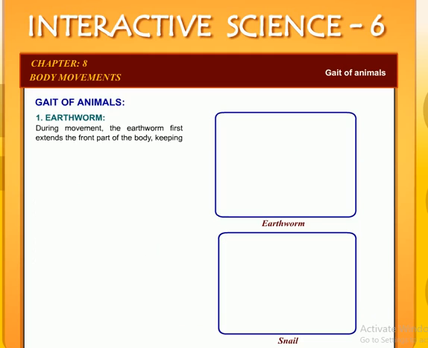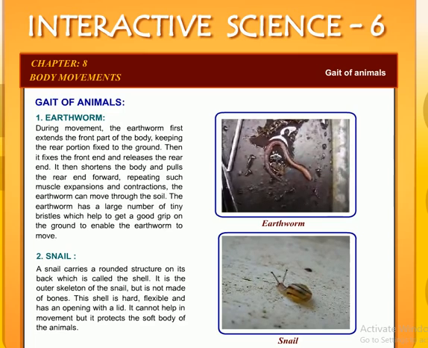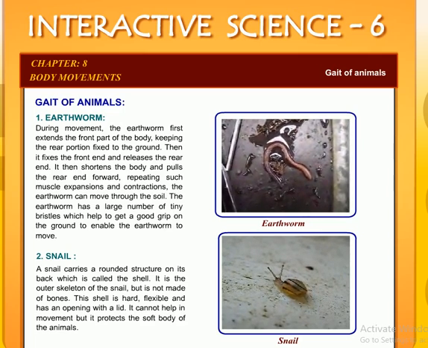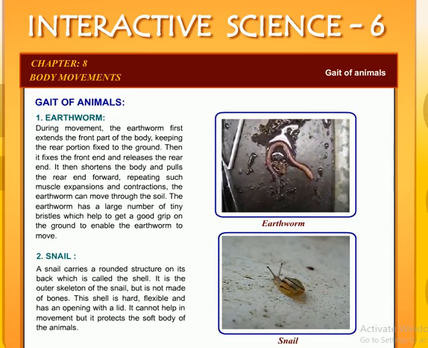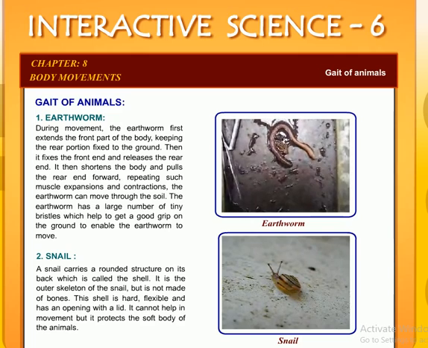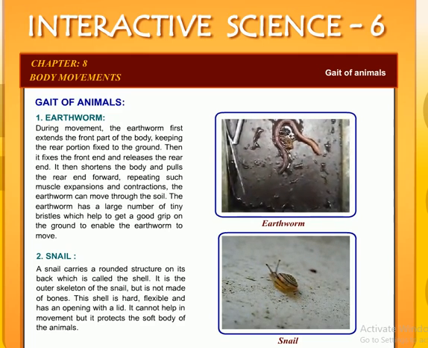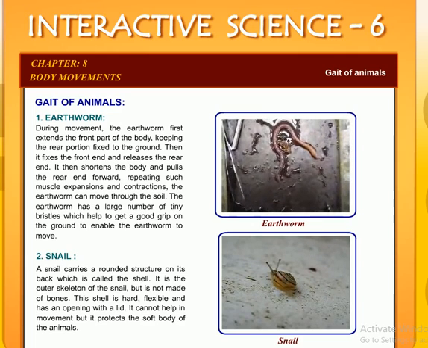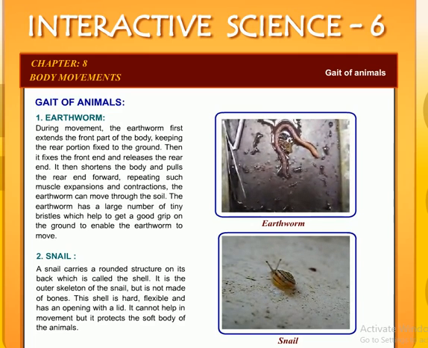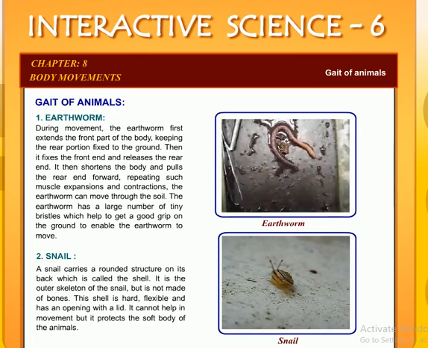Locomotion of animals. 1. Earthworm. During movement, the earthworm first extends the front part of the body, keeping the rear portion fixed to the ground. Then it fixes the front end and releases the rear end. It then shortens the body and pulls the rear end forward. Repeating such muscle expansions and contractions, the earthworm can move through the soil.